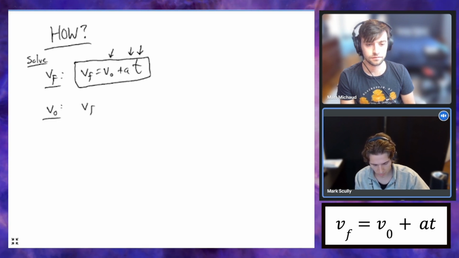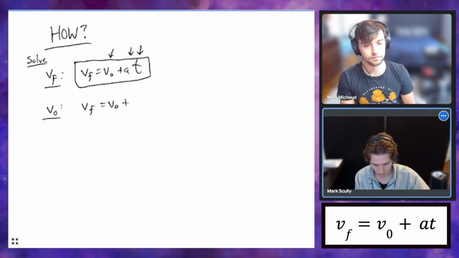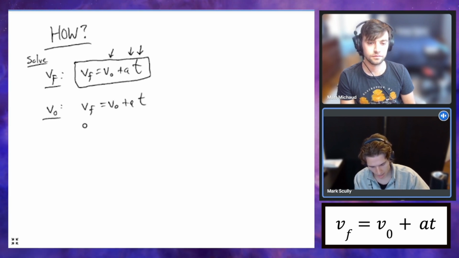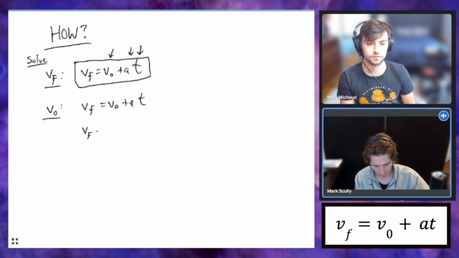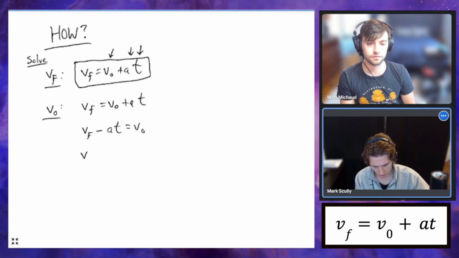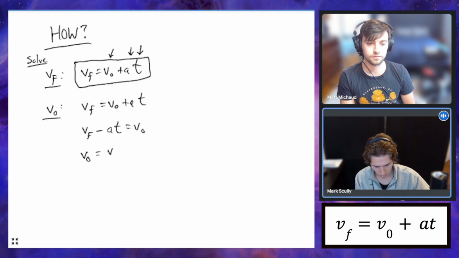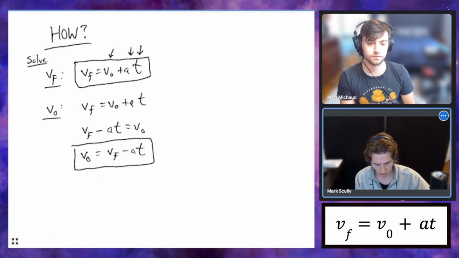So we start off with v final equals v initial plus at, and we want to subtract everything away that isn't v initial. So we get v final minus at equals v initial, and there we have it. V initial equals v final minus at. If we're given the final velocity, acceleration, and time, we can easily solve for v initial this way.